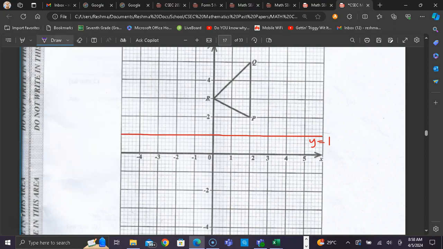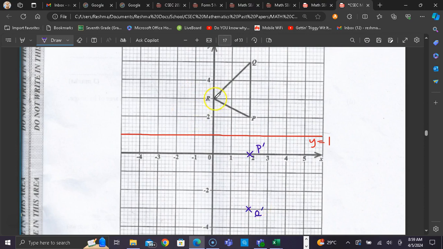Each point on the object is the same distance away from the mirror line as the image point is. So let's reflect point P. P is 1 unit away from the mirror line, so P' will be 1 unit away on the other side. Therefore, this will be P'. Q is 1, 2, 3, 4 units away, so we count 1, 2, 3, 4 units. So Q' is here.